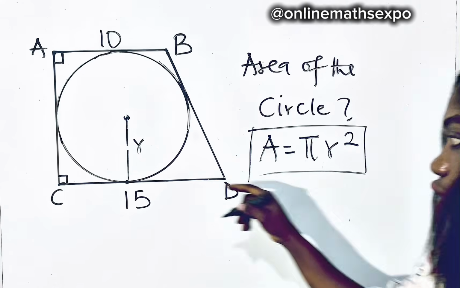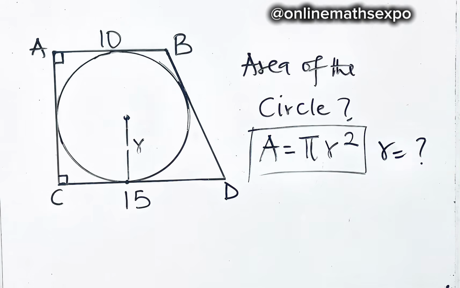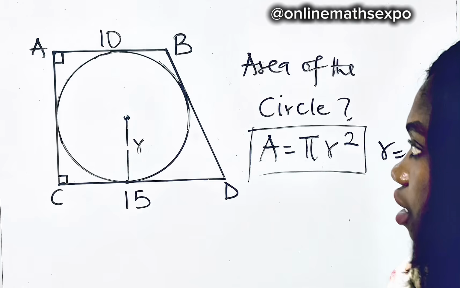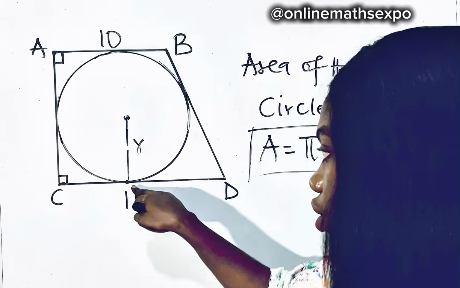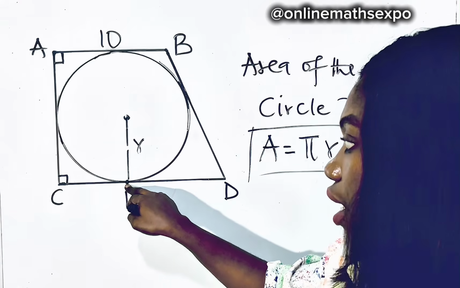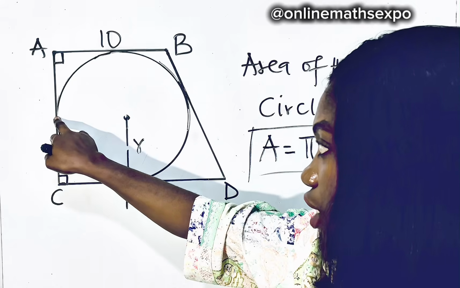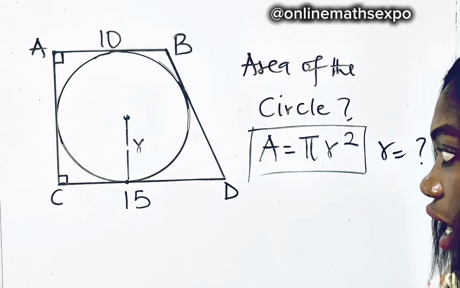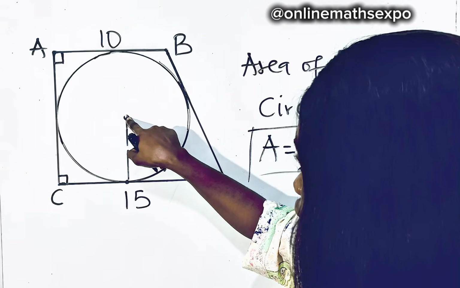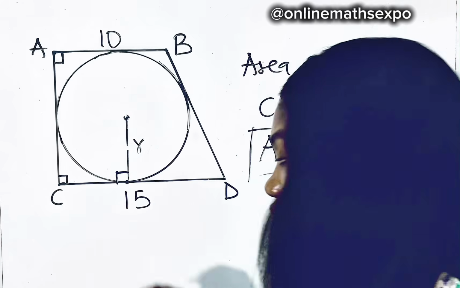But do we know this radius? We need to find the radius for us to find the area. Let me show you how to find the radius. Now go back to the diagram. You observe that this line CD is a tangent line to the circle because it's touching the circumference at this point. Line AC is also a tangent line to the circle because it's touching it at this point. AB is a tangent line and line BD is a tangent line. And each time the radius touches the tangent line, it's always perpendicular at the point of contact.